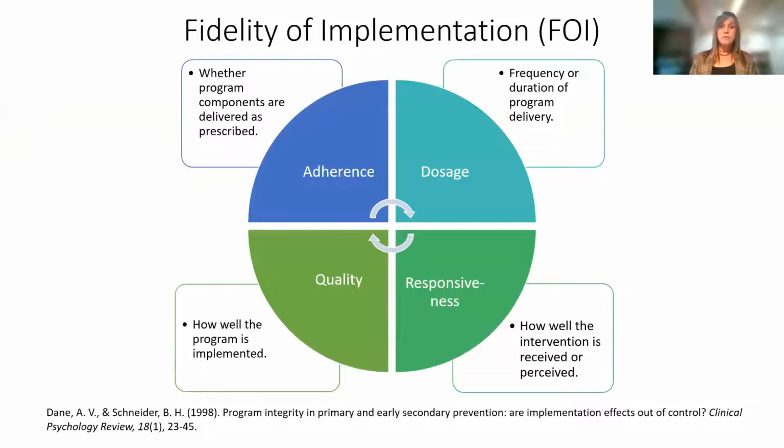And the outcomes really were identifying fidelity of implementation. I have up here 4 constructs of fidelity: adherence, whether the program was delivered as prescribed; dosage, whether the program is being delivered as intended in terms of the number of units provided; responsiveness, how well individuals are responding to your intervention; and quality, how well the program was implemented.